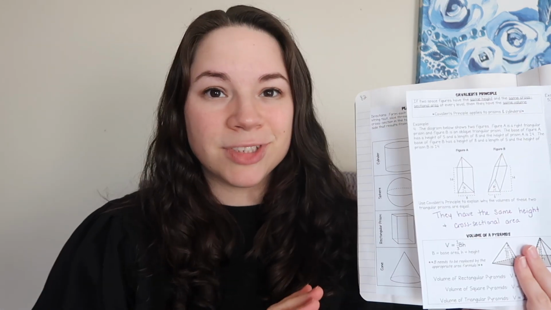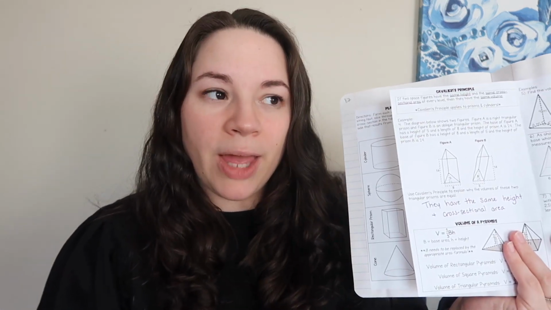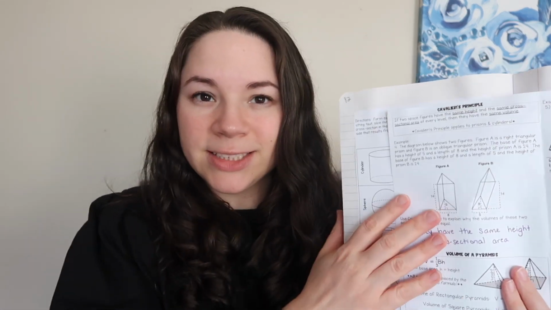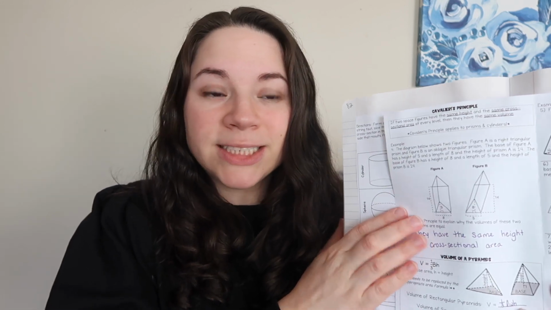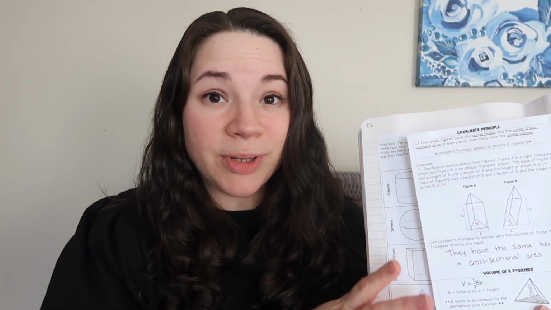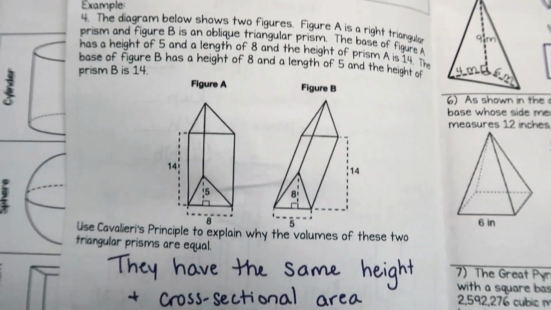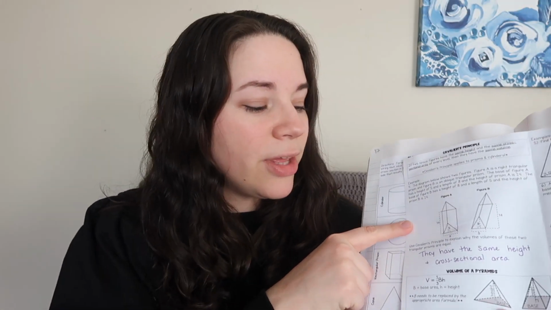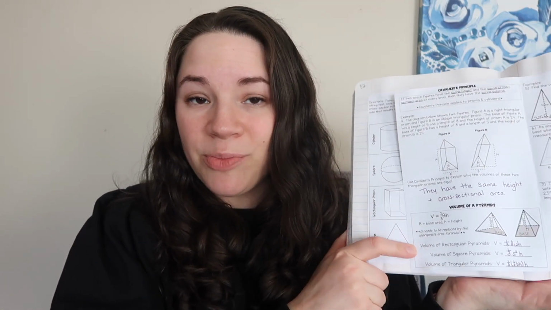After the prisms, we talk about Cavalieri's principle, and this does go well if you are pairing together the prisms and the cylinders, because it only applies to prisms and cylinders. So we go over Cavalieri's principle, how it works, and we have a state exam example here that we work with. And then we go on to volume of a pyramid.